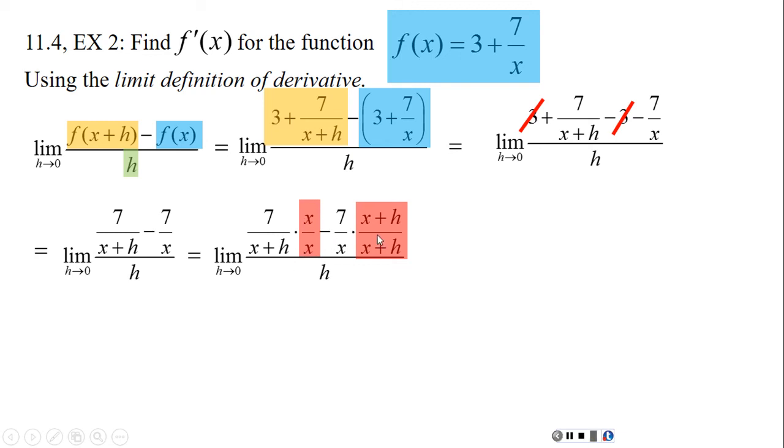Minus the 7 over x term, it has an x in the denominator, but it's missing an x plus h. So I'm going to multiply it by x plus h over x plus h. If you multiply by 1, nothing changes. But I've got to get those common denominators going in there. So I multiply both parts by 1 to have my common denominators going on.